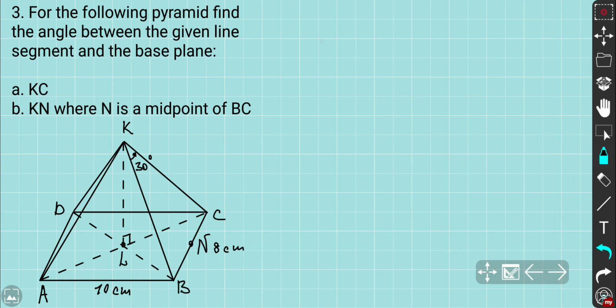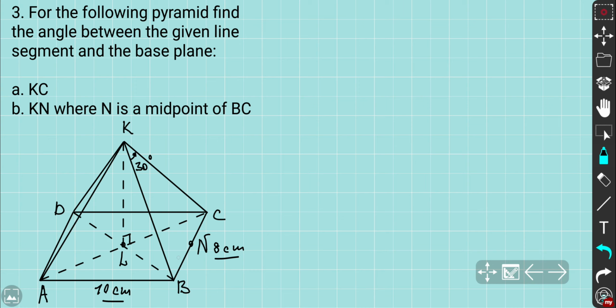All right, so we start reading the problem. For the following pyramid, you need to find the angle between the given line segment, which here is KC, and KN in part B, and the base plane. The base plane is ABCD, the bottom part of your pyramid. The bottom part is a rectangle with sides 10 and 8 centimeters, as mentioned here.